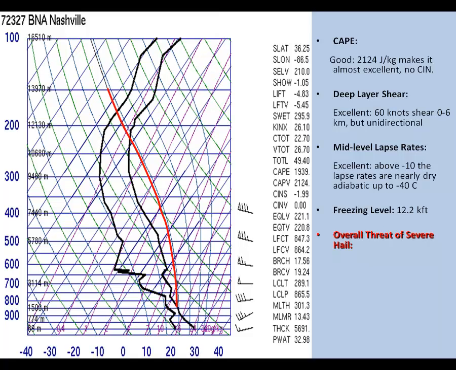How about one from Nashville now? The cape is good here. It's about 2100. Shear is pretty good. We don't have the full wind profile here. It is unidirectional though, which could make a little bit of a difference. But the one big thing about this sounding is you see the low-level lapse rates are pretty good, but look at these upper-level lapse rates, especially once you get into around the -5 level and higher. Notice how these lapse rates are really tilted to the left, and they're almost dry adiabatic or nearly.